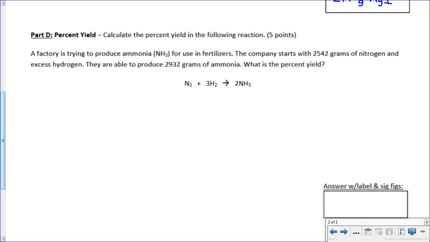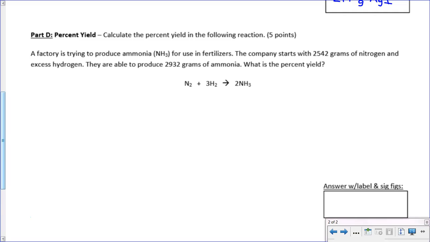If you look through this problem, it says a factory is trying to produce ammonia, NH3, for use in fertilizers. The company starts with 42 grams of nitrogen and excess hydrogen. They are able to produce 2,932 grams of ammonia. What is the percent yield?